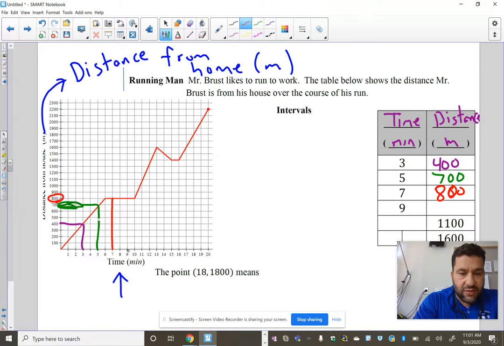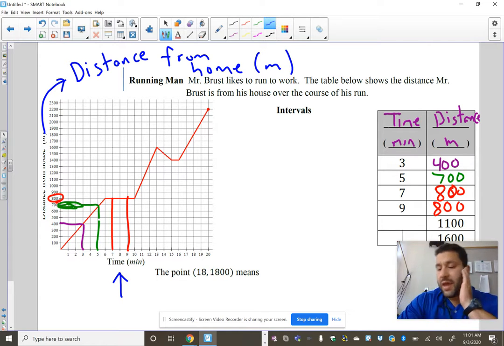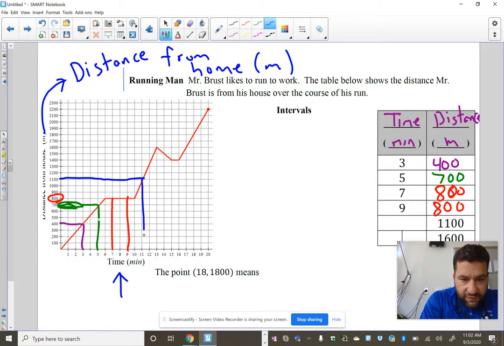Now we can see that from 6 minutes to 10 minutes, he didn't move. So again, he's at 800 meters. But take a look at the last two in the table. They're a little different. Now I'm giving you a y value, and you have to find the x value. So I want to know what the time is at 1100 meters. So I'd find 1100 on the y-axis. I'd move over until it hits the graph, and I see that's at 11 minutes.